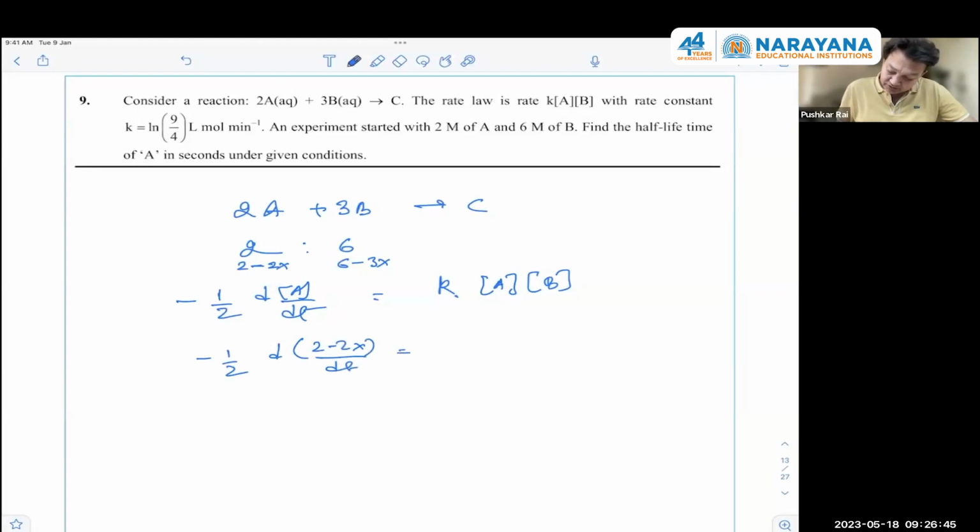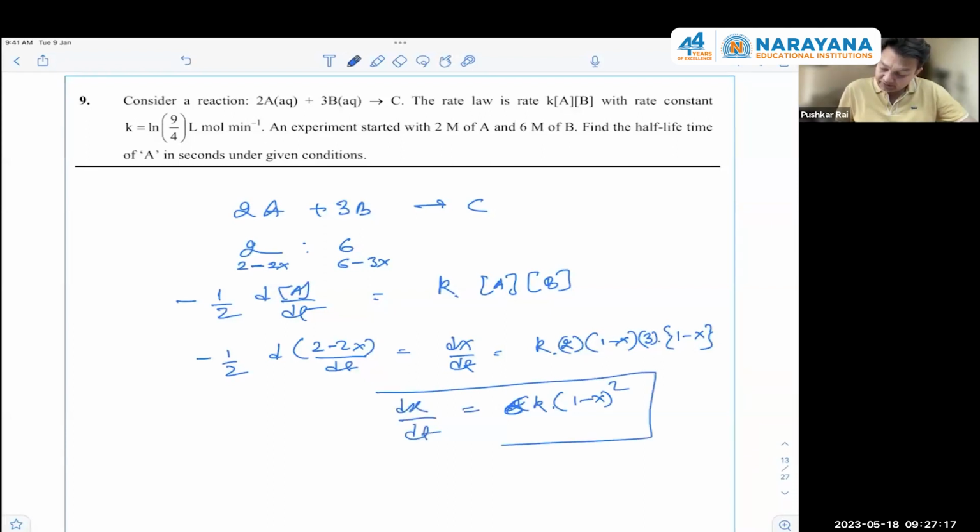This term will become what? dx by dt is equal to k times, you can take a factor out of it, 2 into (1 minus x), and you can take a factor out of here, 3 into (1 minus x). So that becomes a very simple equation. Factor of 2k and 2 into 3, that means 6k will be here, and that is (1 minus x) whole square, that is dx by dt. So you get the value of x, and in this way you will proceed to solve the problem and find the half-life time of A in the given condition.